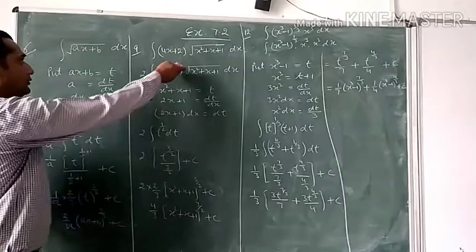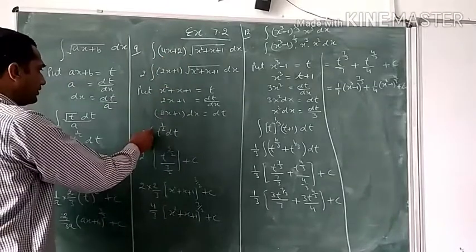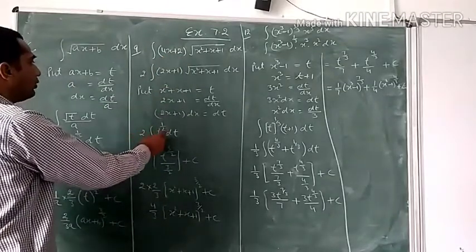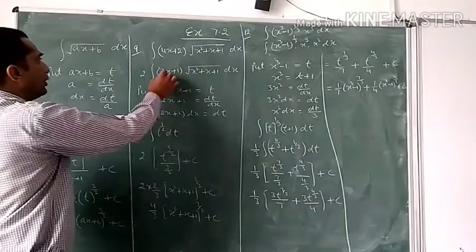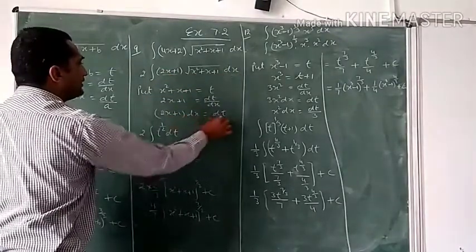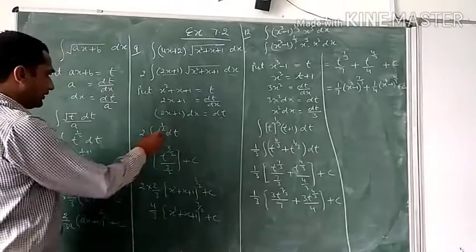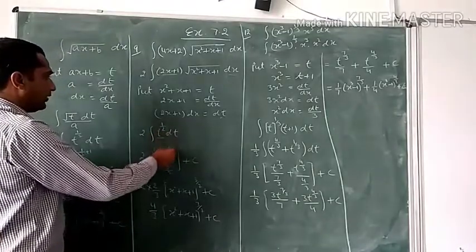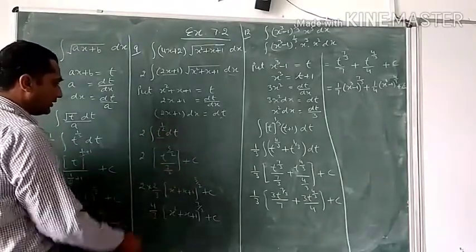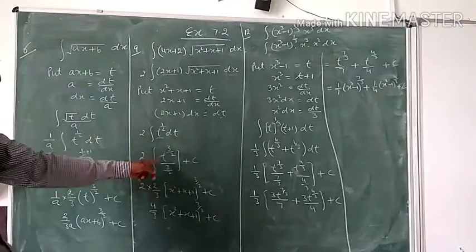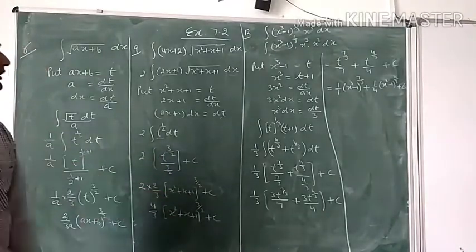Now putting this value in this integral, the integration of t raised to power 1 by 2, and 2x plus 1 dx is equal to dt. So integrating, t raised to power 3 by 2 over 3 by 2 plus c, and after solving it you will substitute the value of t here.